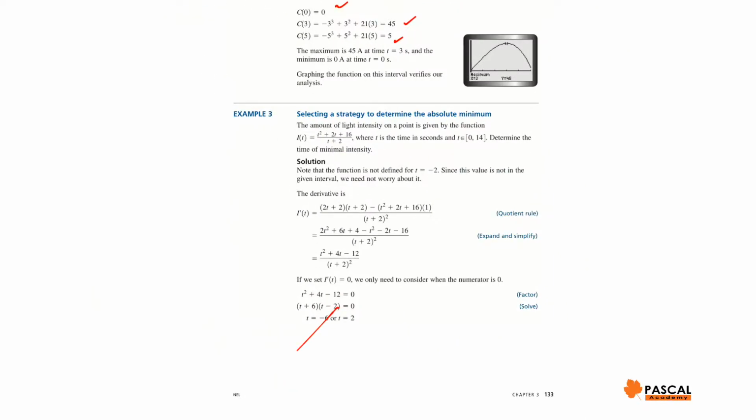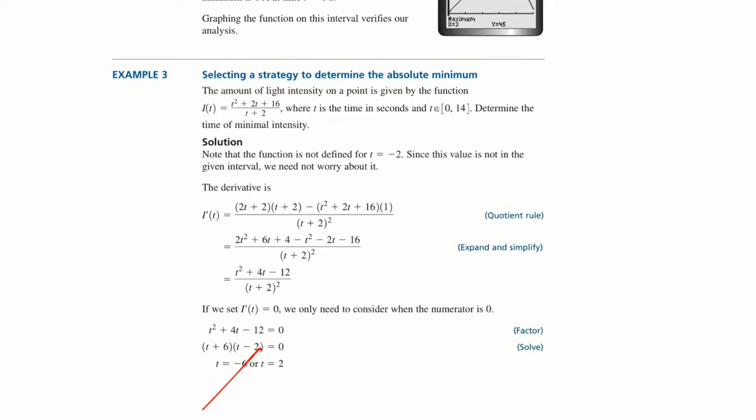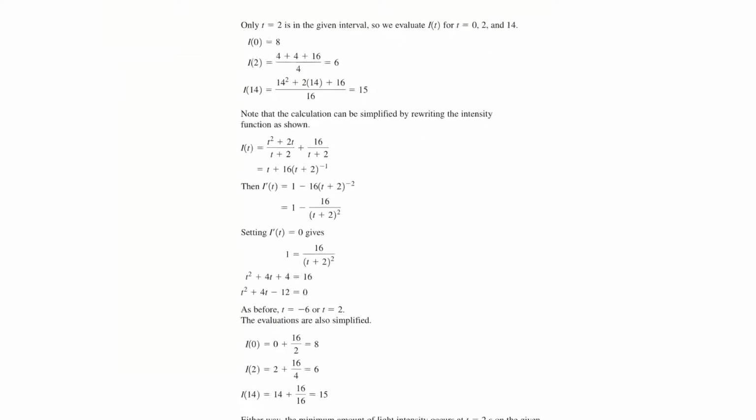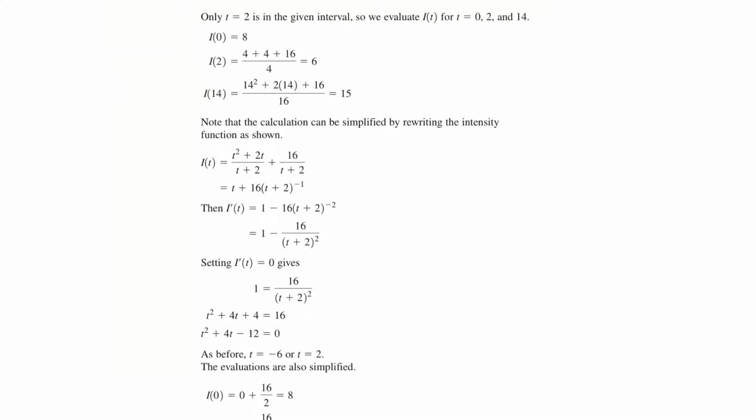Therefore, we have to find the value of the function at 2 where the derivative is 0, and at 0 and 14, the endpoints. I at 0 is 8, I at 2 is 6, I at 14 is 15. The maximum intensity is 15 and the minimum is 8.